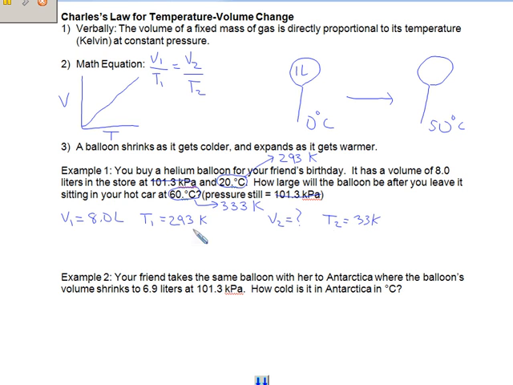So let's just go ahead and write this out. V1 over T1, so we're going to have 8 over 293 equals V2 over, and I left a 3 out there, let's put that in there, over 333. If you've forgotten how to do that, it's cross multiply and divide, so 8 times 333 over 293. Cross multiply and divide.